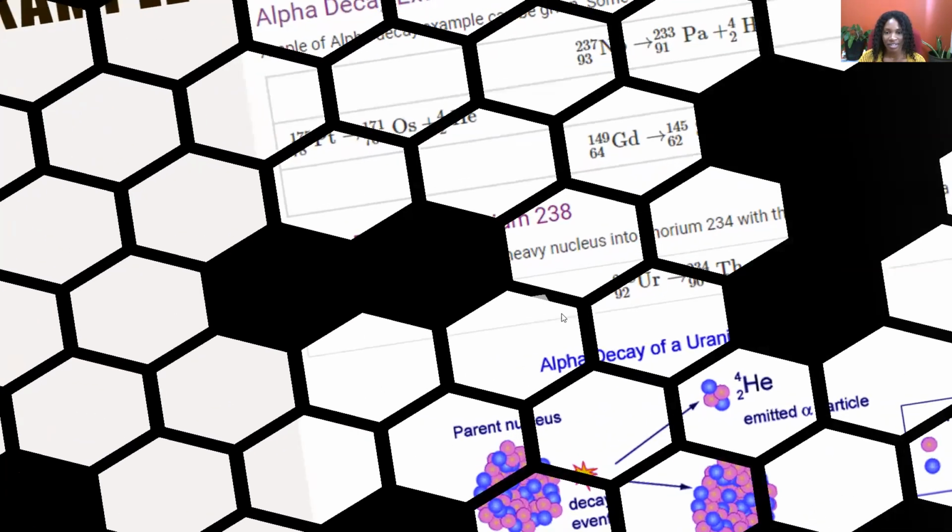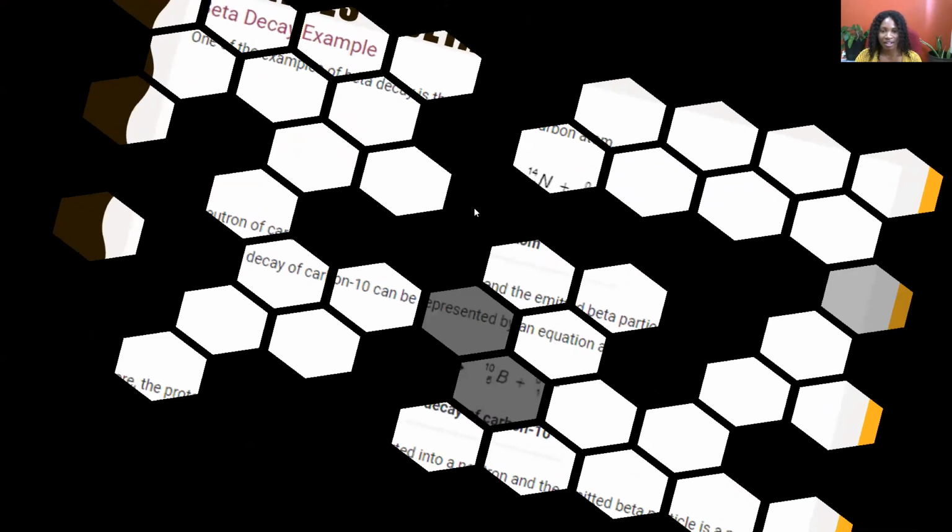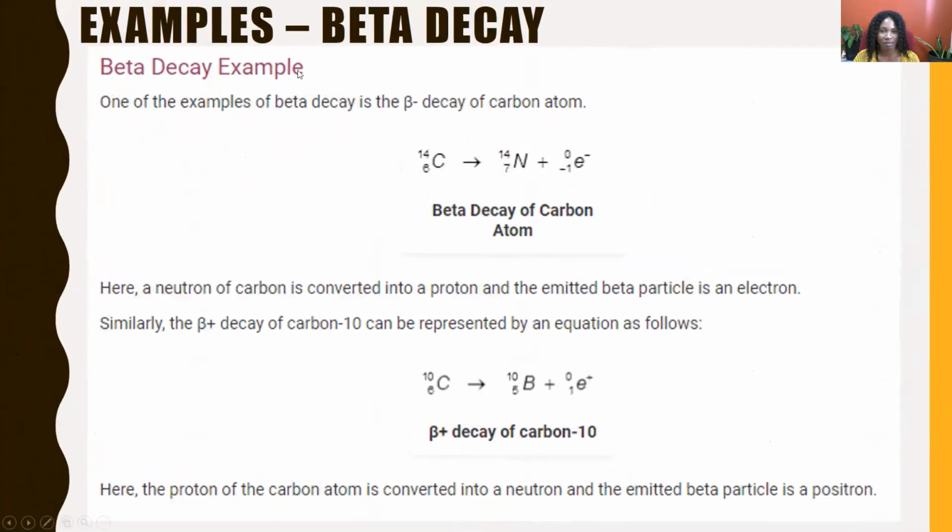All right. So now that we are finished with alpha, let us have a look at beta decay. So remember we said that a beta particle is just a high-speed moving electron. So what that means is that my product will have changed in terms of its mass number and its proton number. Now we have 2 different types of beta decay. We have positive beta decay and negative beta decay.